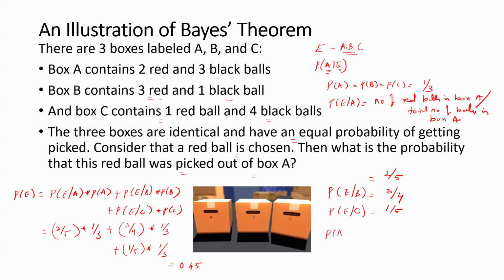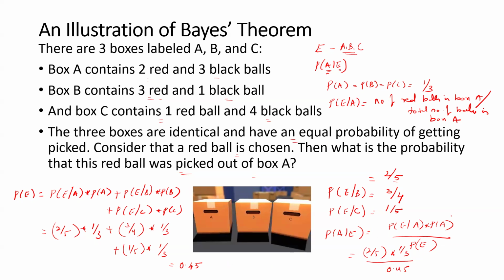Now, what is the question we have to find out? Probability of A given E. As per Bayes theorem, that is equal to probability of E given A into probability of A, divided by probability of E. Probability of E given A is 2 by 5, into probability of A, which is 1 by 3, divided by probability of E, the combination of all these, that is 0.45.